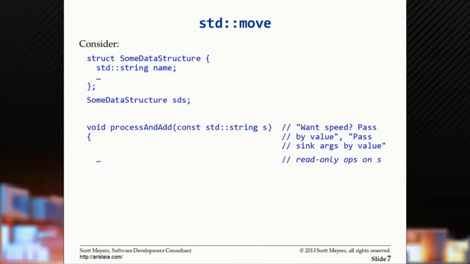I'm not going to modify it in any way. And as a result, I think, well, that means I should really declare it const. I don't want to accidentally change it. So I'm going to, in this case, pass it by const value, which seems perfectly reasonable so far.